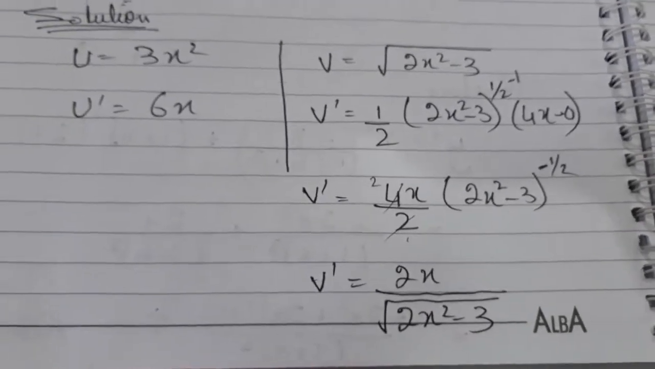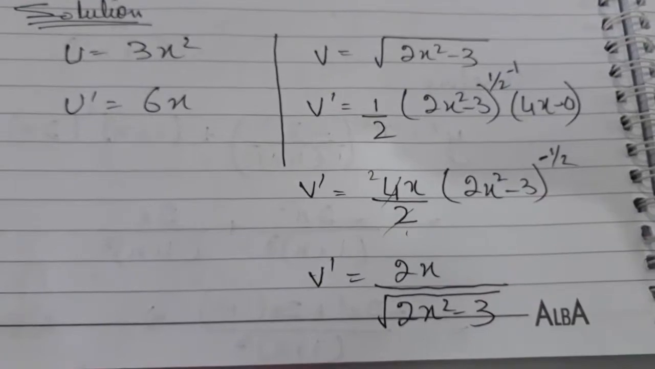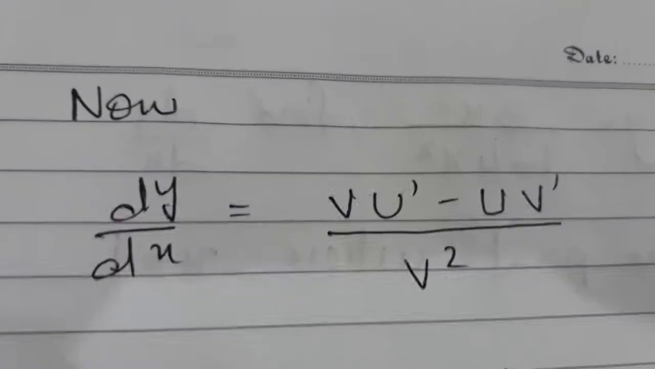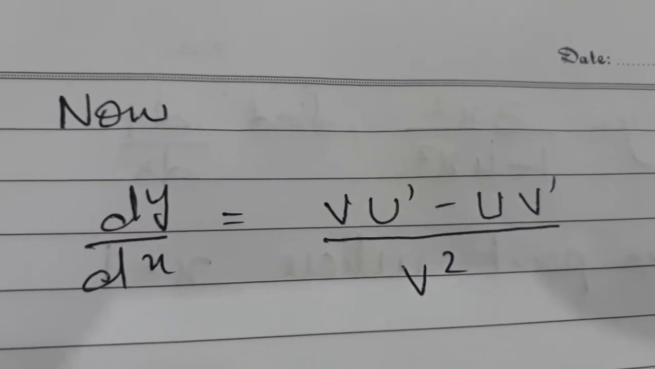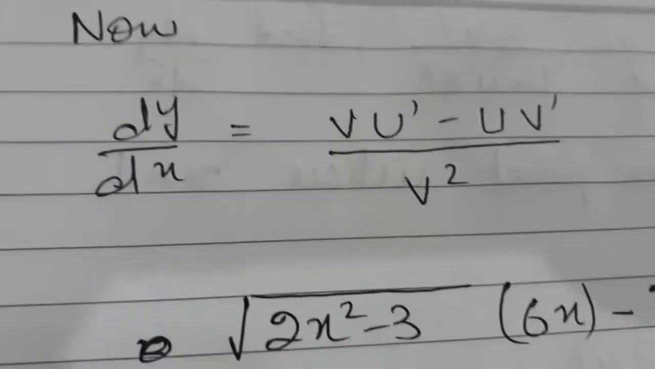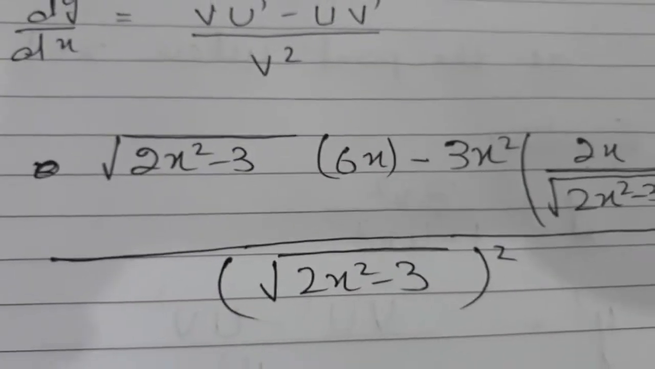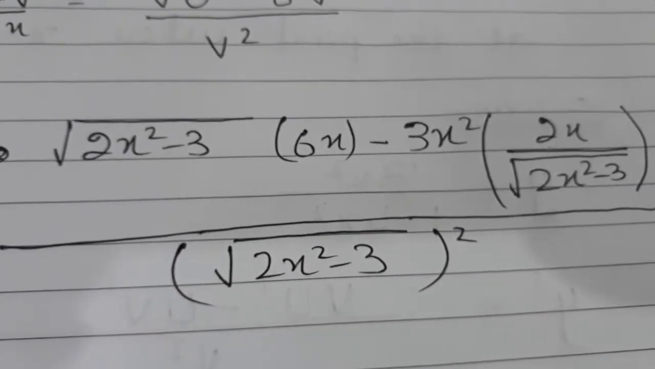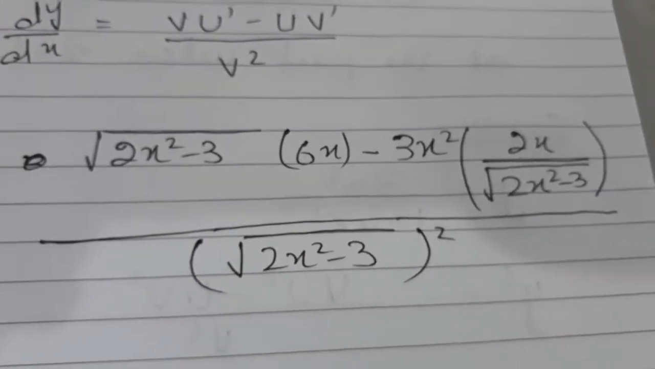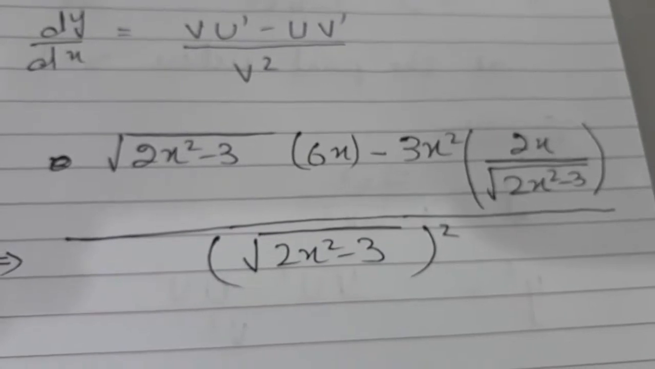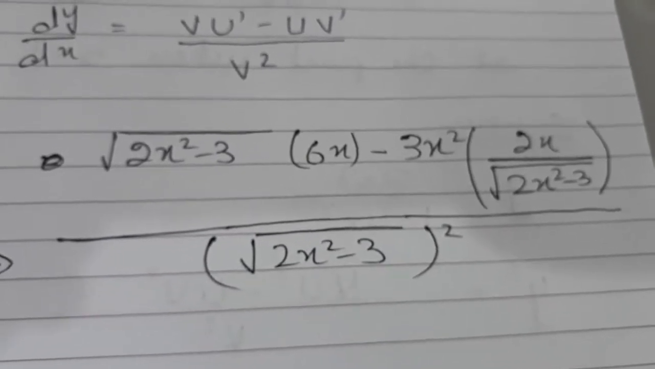And now I am going to substitute these values in the quotient formula. So here is the quotient formula, and I will substitute those values. So here they are. Simple substitution. I am not simplifying or doing anything. I am simply substituting the values. And after that I will simplify.